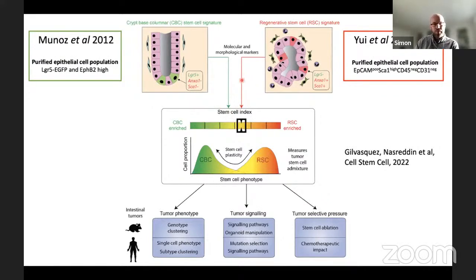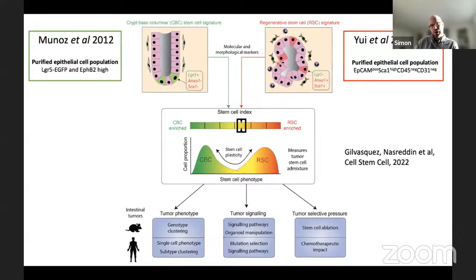To look at that, we took some gene signatures for the LGR5 crypt-based columnar stem cells, which are LGR5 positive, Nexin-1 negative, and SCAR1 negative. We took the signature of Munoz et al. from 2012 and used that to define these crypt-based columnar stem cells. Here, green cells are going to be representative of crypt-based columnar cells.